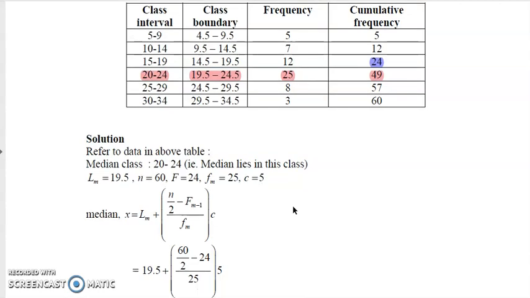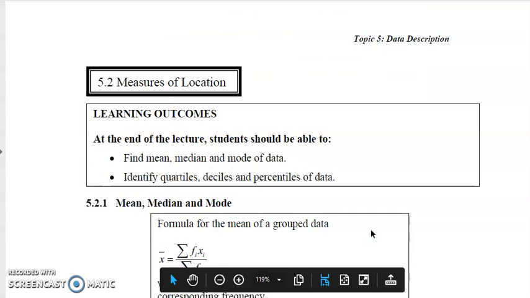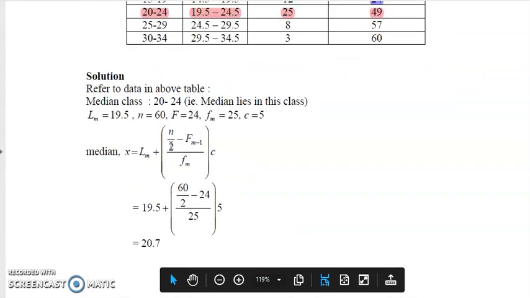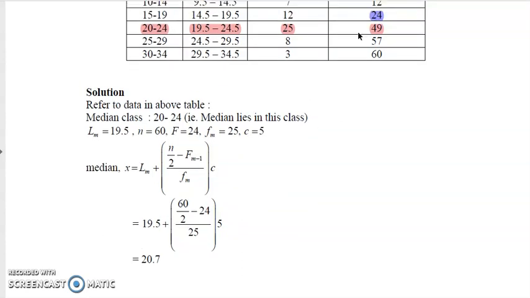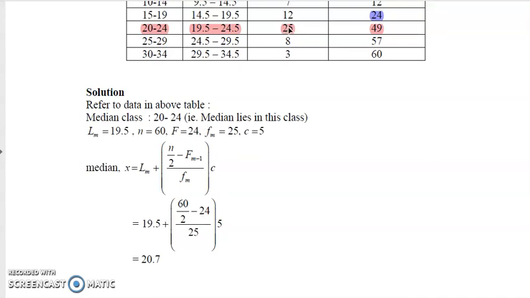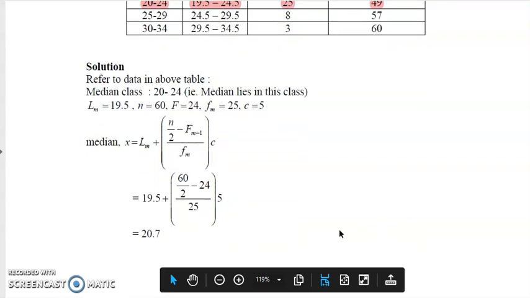So what can you do for the next step? Of course, you just need to substitute. The class boundary is 19.5, plus n, the total frequency, 60, over 2, minus F, the cumulative frequency in the previous class, which is 24, which you've got from here, over 25, our frequency over here, multiplied by the class size. You can use your calculator. So therefore our median is 20.7.